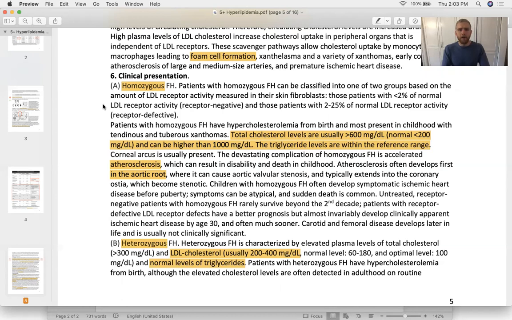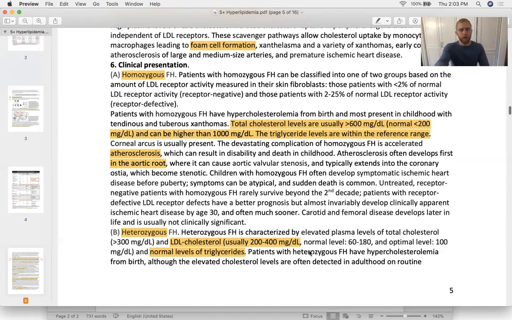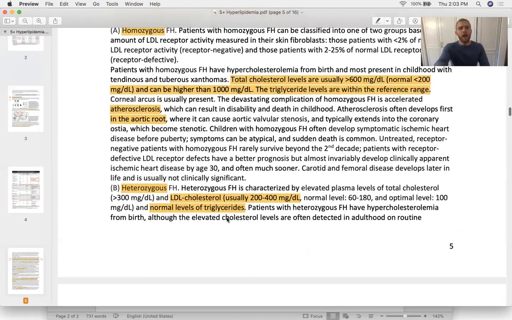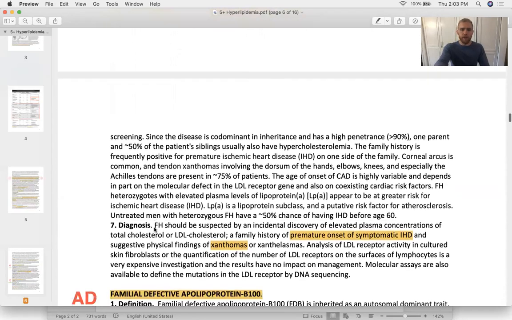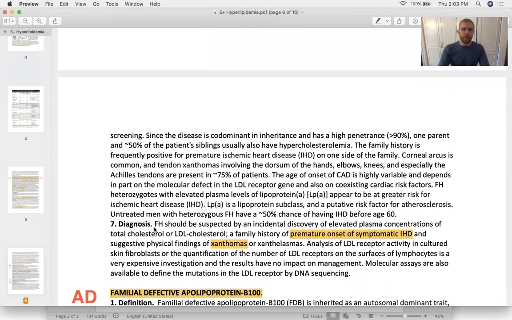Heterozygous familial hypercholesterolemia is not as bad. You still see an elevated LDL, but it's not as elevated as in homozygous familial hypercholesterolemia. And you'll also see normal triglycerides. And once more, you will see the same side effects of ischemic heart disease, premature atherosclerosis, and xanthomas. And xanthomas are aggregates of cholesterol within peripheral tissue, specifically the skin.